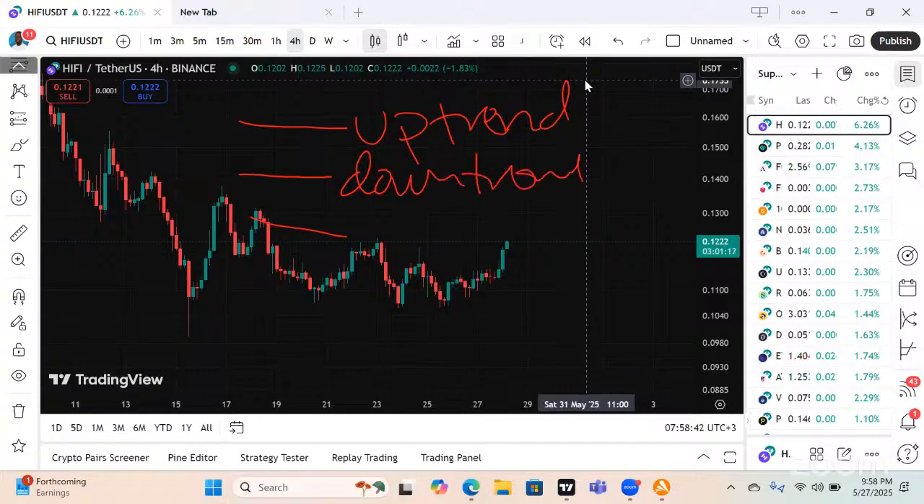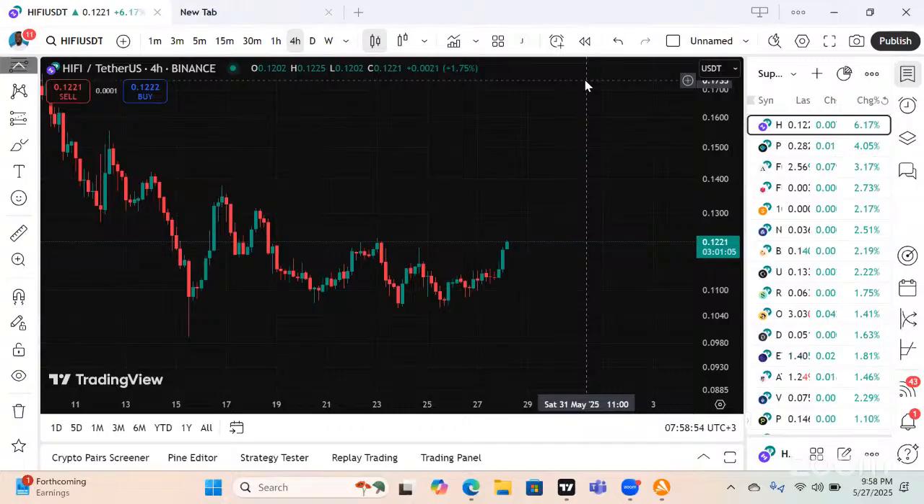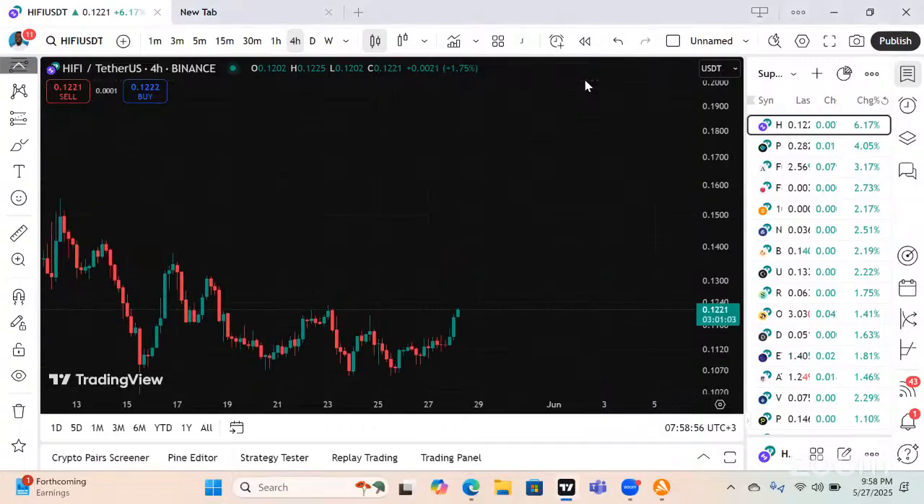And it has what we call a sideways market or a ranging market. Simple. Let's define an uptrend. An uptrend is a market direction.